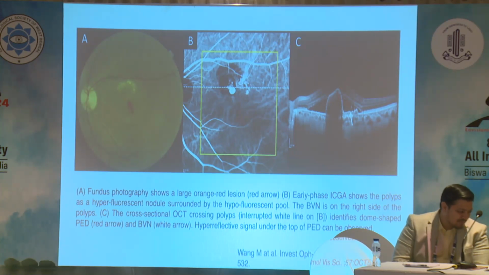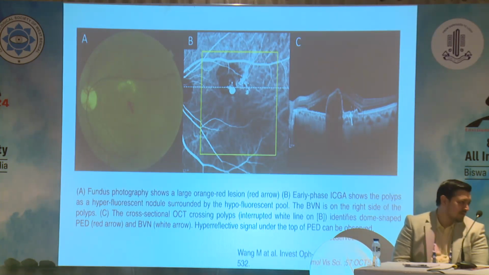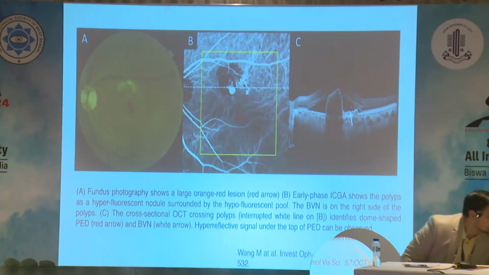So this is the ICG picture which is showing a hyperfluorescent spot, and when we do a B scan OCT, we can see that there is presence of a polyp at the height of the PED, and there is an adjacent double layer sign showing the splitting of the RPE and the Bruch's membrane with a choroidal neovascular membrane.